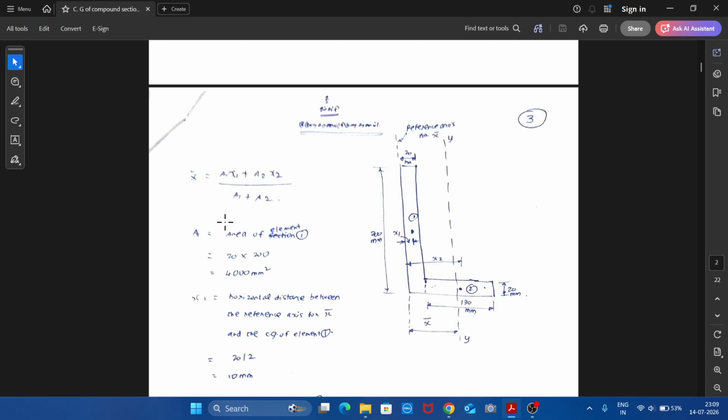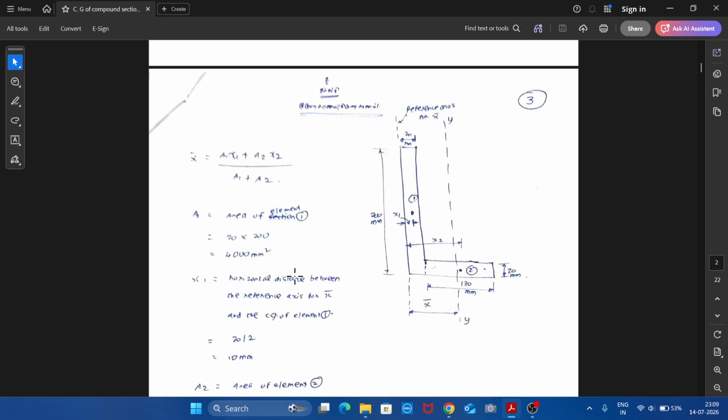And the x bar is given by a1 x1 plus a2 x2 divided by a1 plus a2. a1 is area of element 1. So area of element 1 will be width b into d. So b is 20 mm, d is 200 mm. So 20 into 200, 4000 millimeters square.